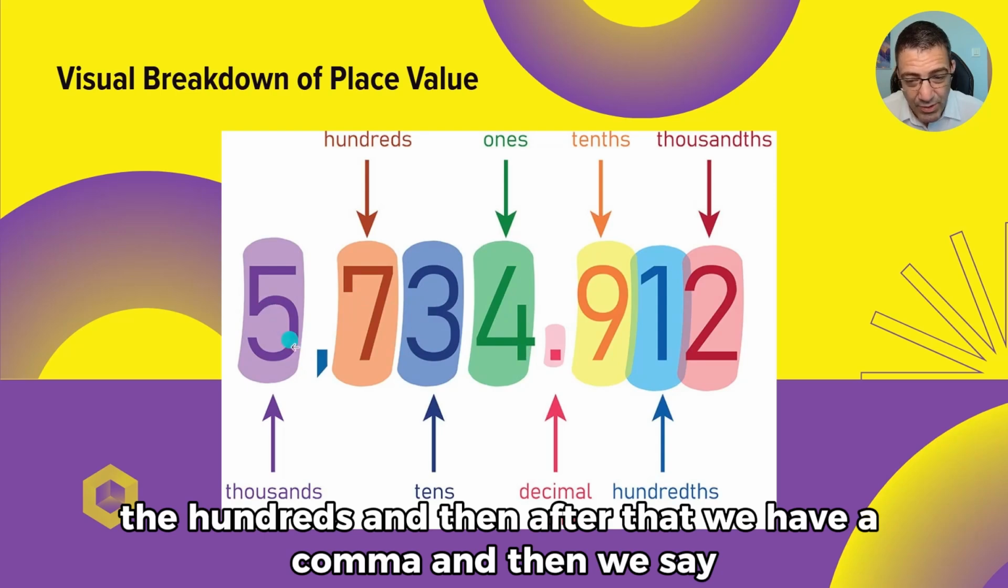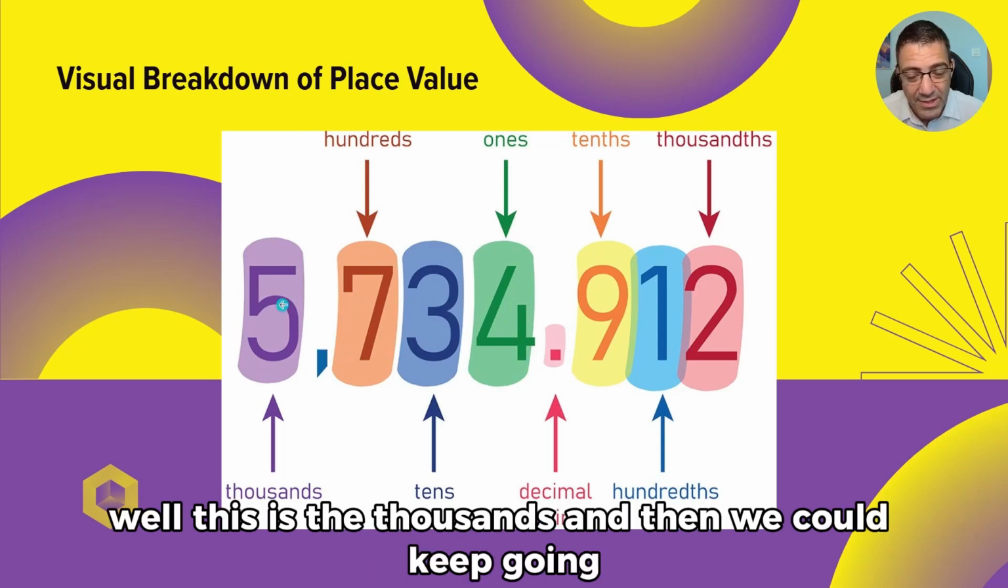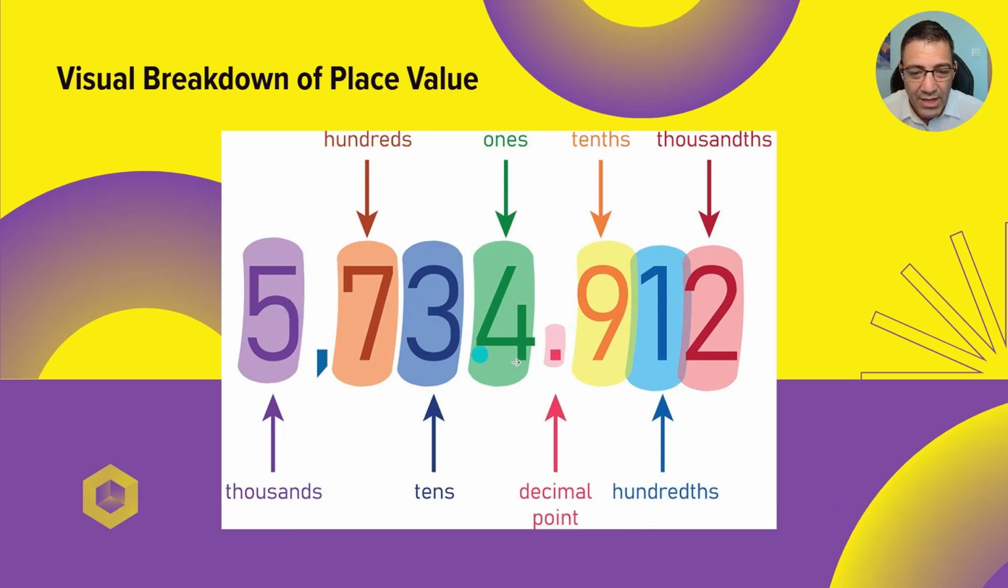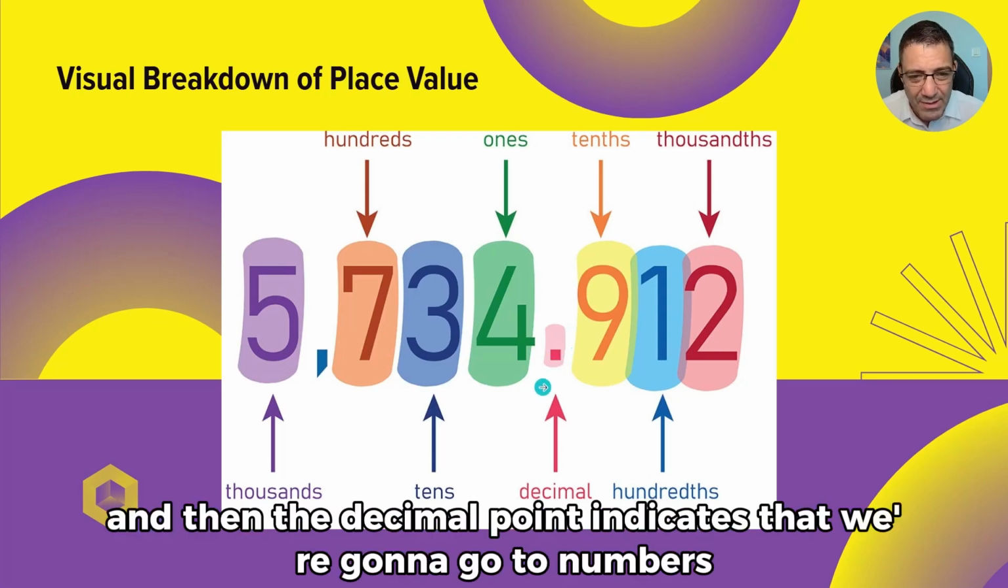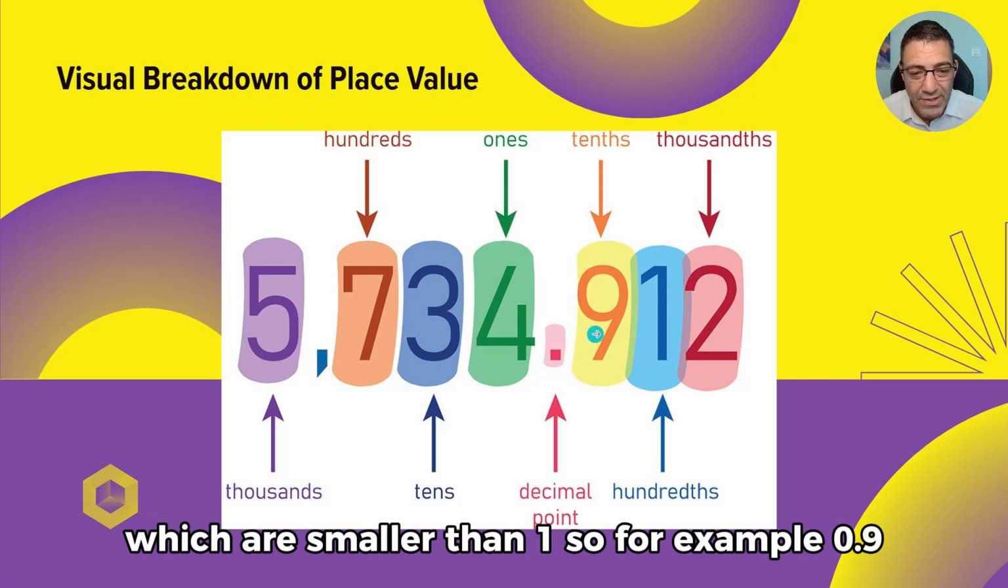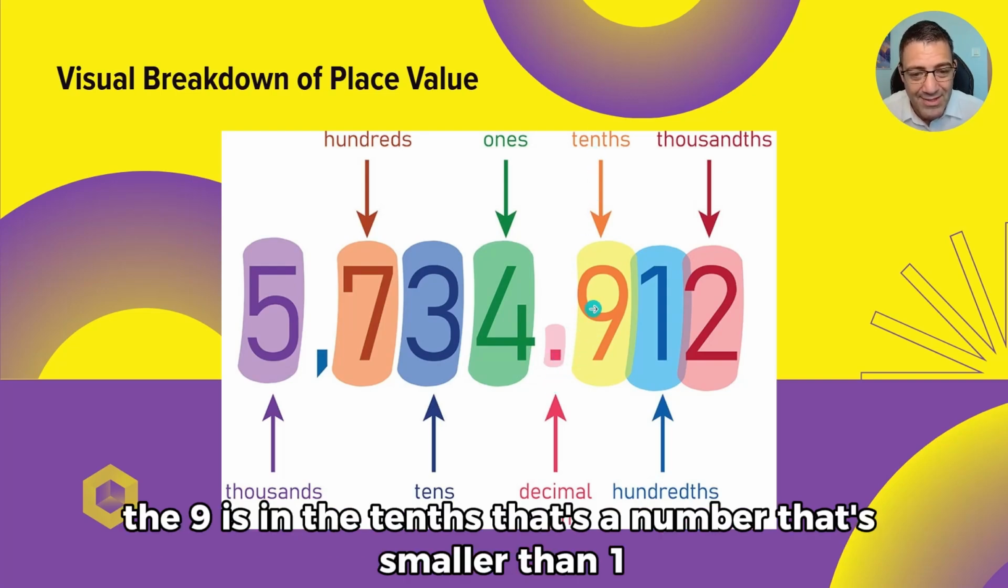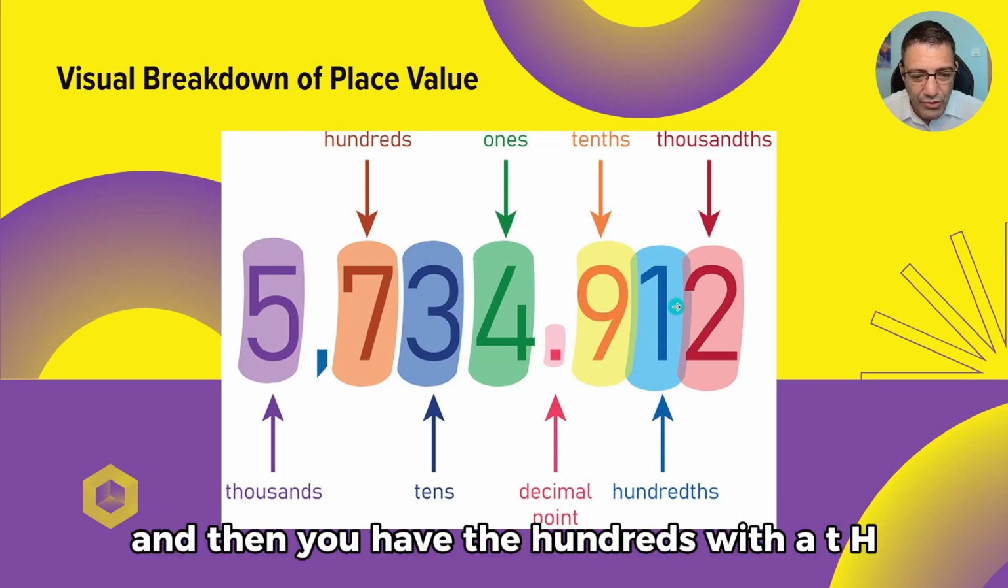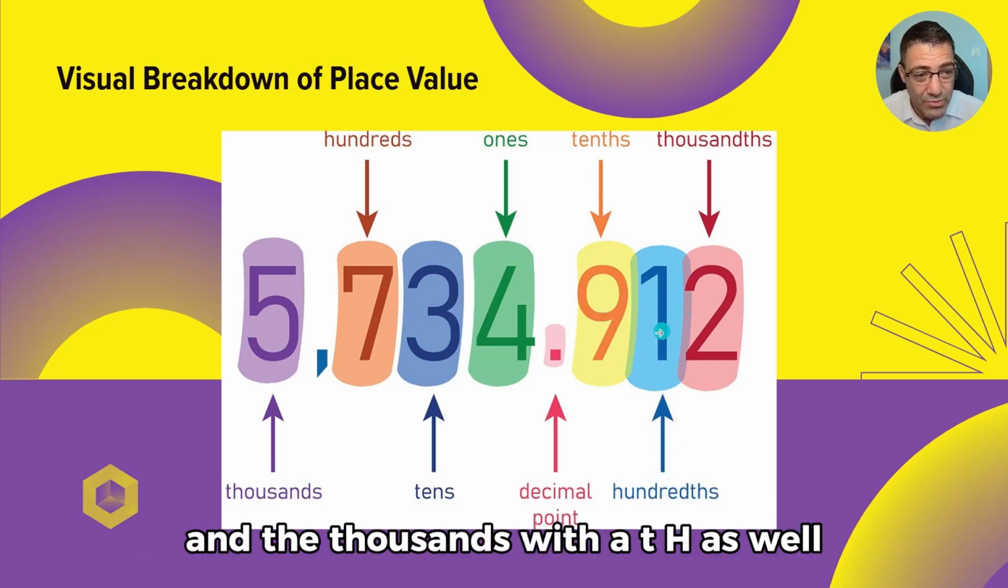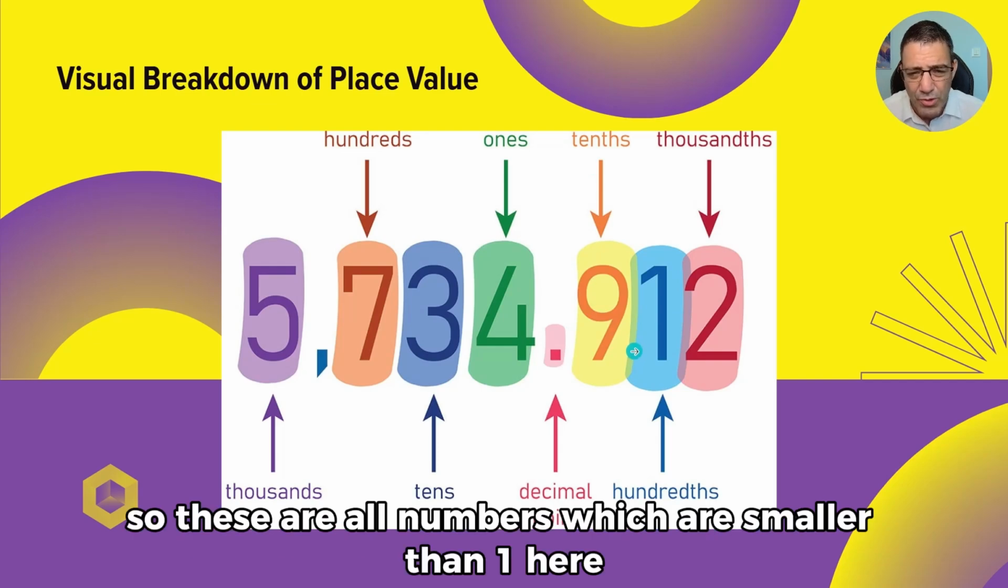And then after that, we have a comma. And then we say, well, this is the thousands. And then we could keep going. Then there's a decimal point. And the decimal point indicates that we're going to go to numbers which are smaller than 1. So for example, 0.9, the 9 is in the tenths. That's a number that's smaller than 1. And then you have the hundredths with a TH and the thousandths with a TH as well. So these are all numbers which are smaller than 1 here.